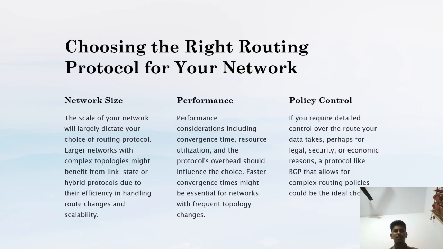Choosing the right protocol for your network. There are three key factors: network size, performance, and policy control. The scale of your network will largely dictate your choice of routing protocol. Performance considerations, including convergence time, resource utilization, and protocol overhead, should influence the choice. If you require detailed control over the route data takes, perhaps for legal, security, or economic reasons, a protocol like BGP that allows for complex routing policies could be the ideal choice.